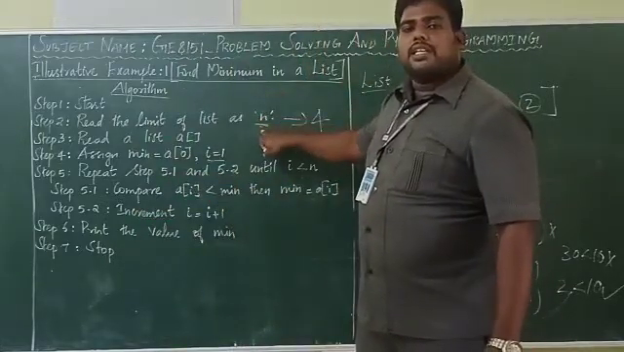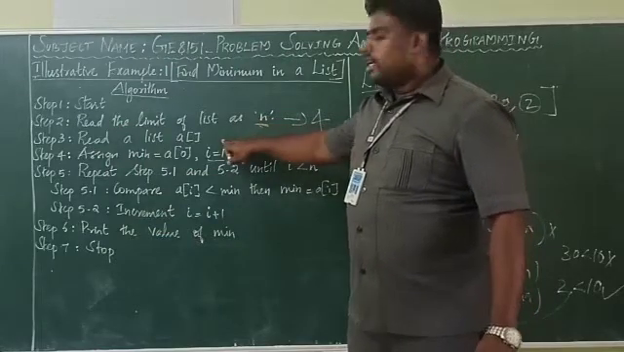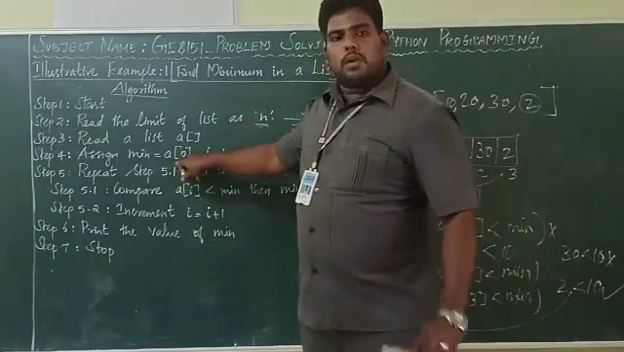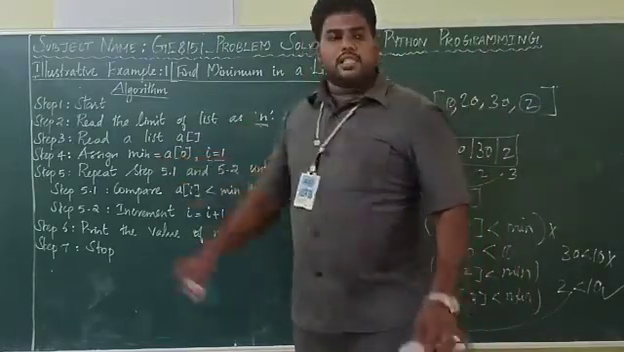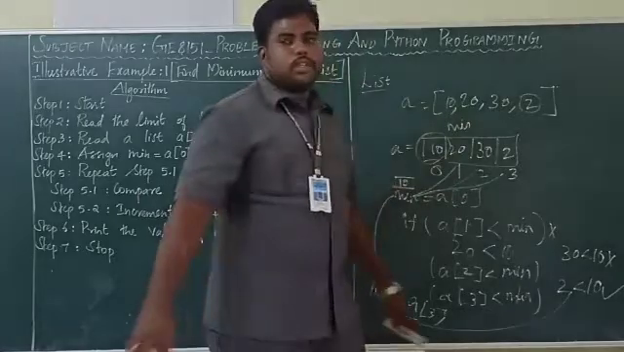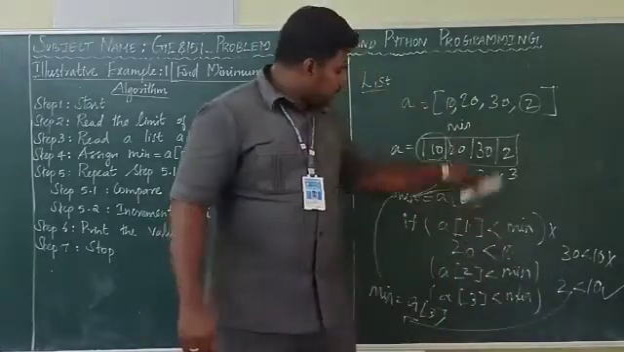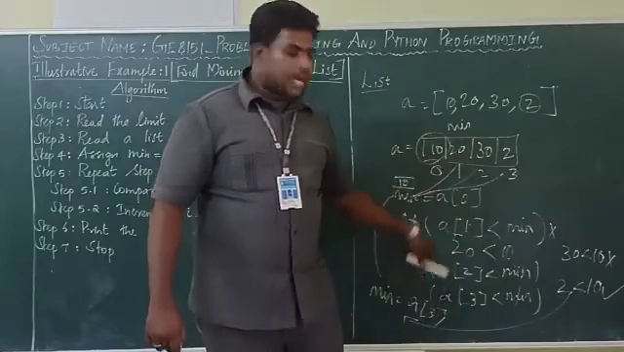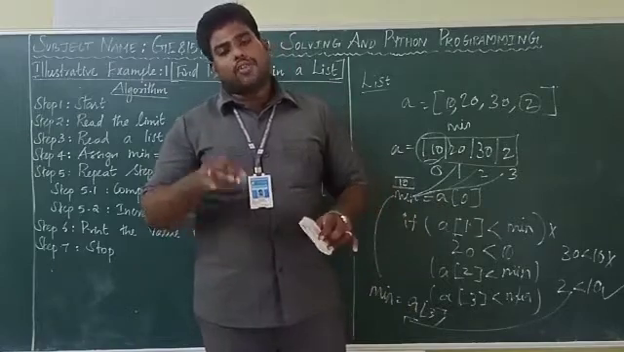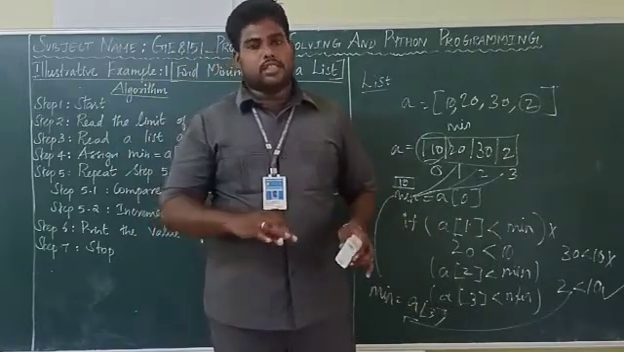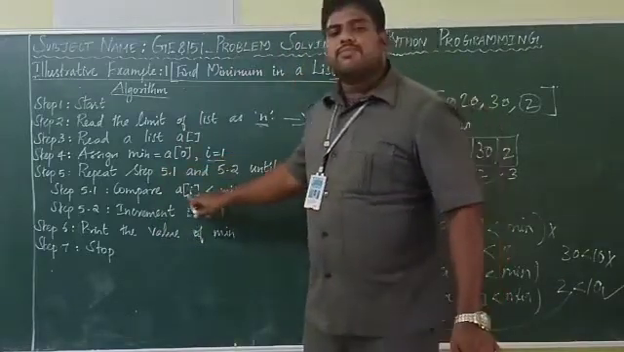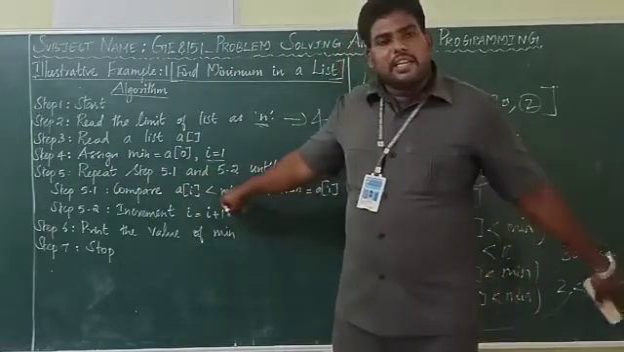Start the program, get the number of elements in the list, that is your list, then read the list. Till this you completed. Assume min equal to a of 0, that is the first position. I am considering this first position as the minimum. Then how many times am I checking this condition? Nearly 4 times I am checking the same condition again and again. If you want to repeat the steps again and again, what do we have to use? You have to use iterations. So I am using looping here. Repeat 5.1. What is 5.1? I am checking a condition: a of I less than min.